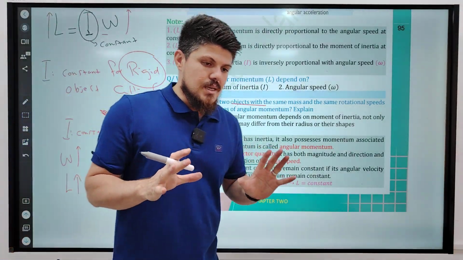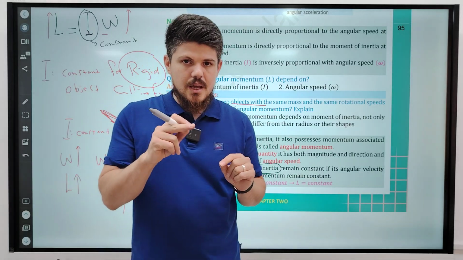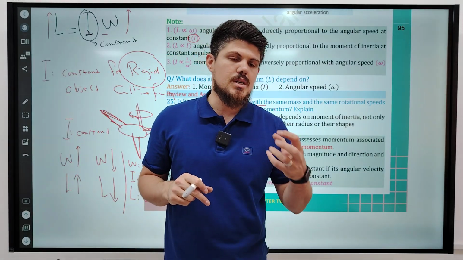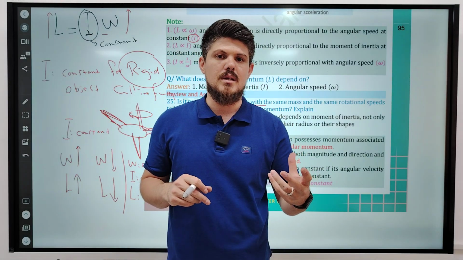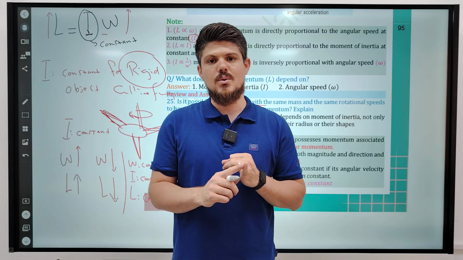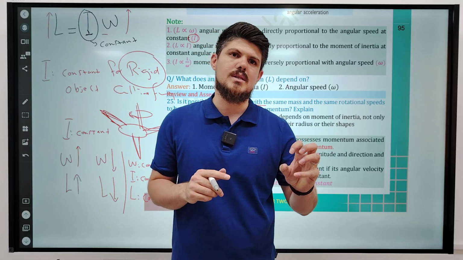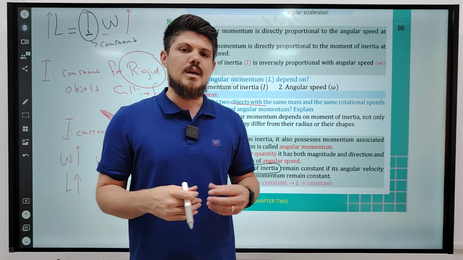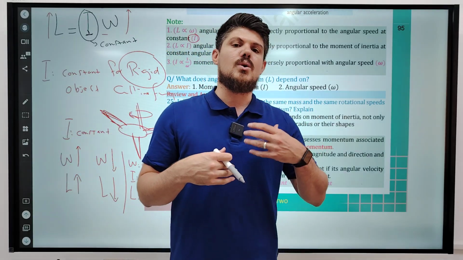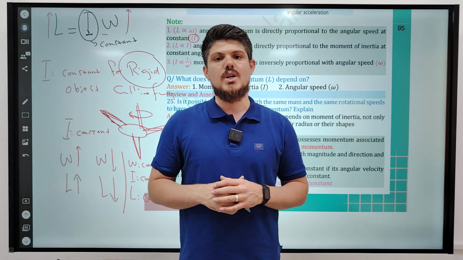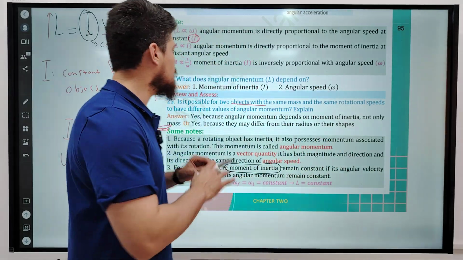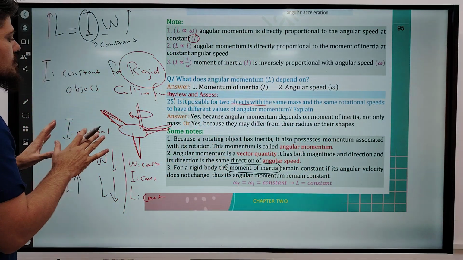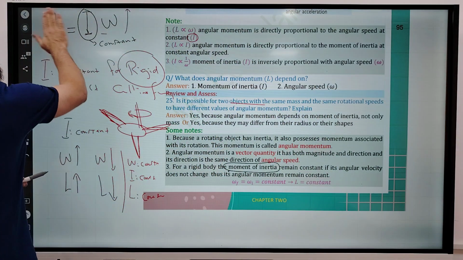So, when is the angular momentum, L, conserved or constant for a rigid body? You have to say at constant angular speed. Don't say at constant moment of inertia, because when we talk about a rigid body, the moment of inertia is already constant, doesn't change. This is all about the moment of inertia and angular momentum for a rigid body.